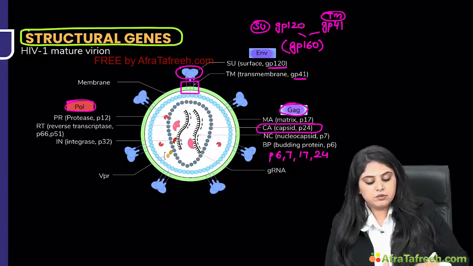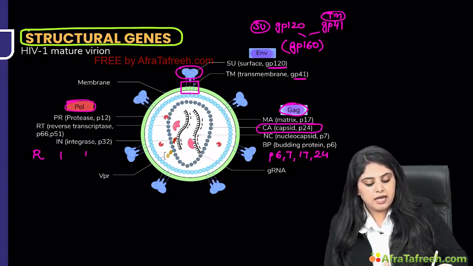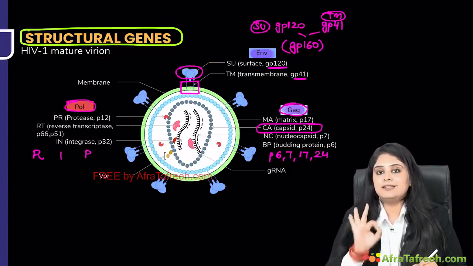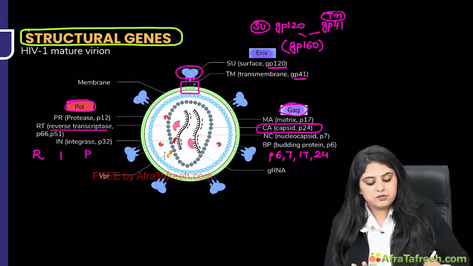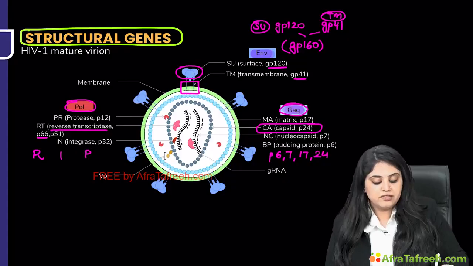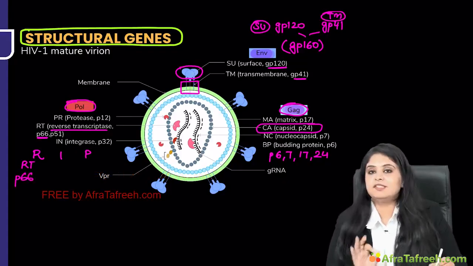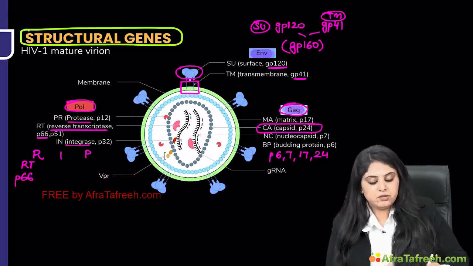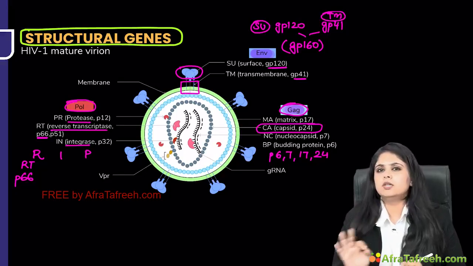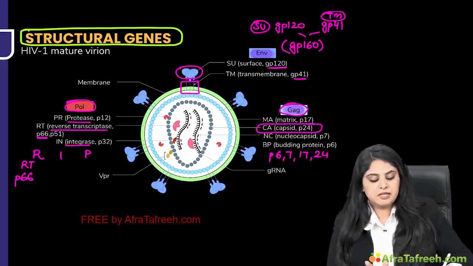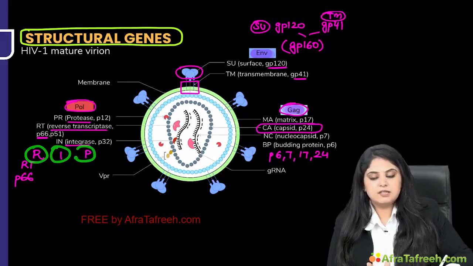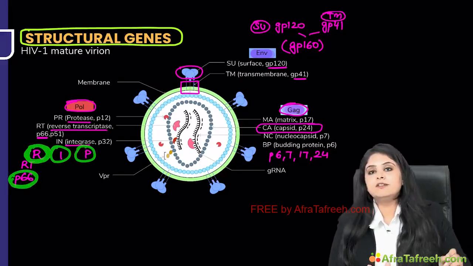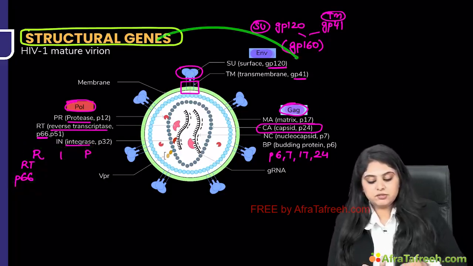Coming to the Pol. So in Pol you will learn RIP. There are 3 RIP enzymes. R for reverse transcriptase, which you need to know is RIP at the age of what? Reverse transcriptase, RIP at the age of 66, okay? I is going to stand for integrase and P is going to stand for protease. You don't have to learn their P values. Repeating once again, reverse transcriptase, integrase and protease, out of which reverse transcriptase, RIP at which age? 66. So these are all the structural proteins.